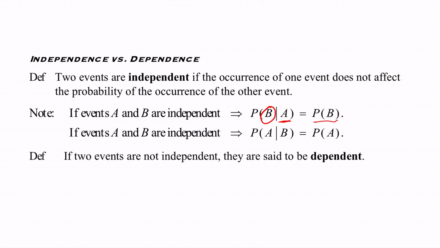And symmetrically, we could say that the probability of A occurring is not affected by whether or not the event B occurs. So whether or not B occurs does not change the probability of event A occurring or not. So that would be the same as the probability of event A given that B occurs.